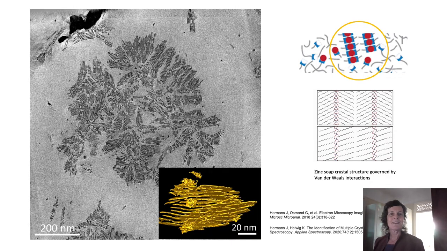Zooming in again, this incredible transmission electron microscope bright field image shows the start of zinc soap precipitation in the model paint. Because linseed oil is dominated by long 18-carbon chain fatty acids, soap crystallization typically resolves as closely packed parallel chains of the type illustrated. The gold inset image shows a three-dimensional reconstruction of the soap precipitation with its characteristic layered plate-like structure.